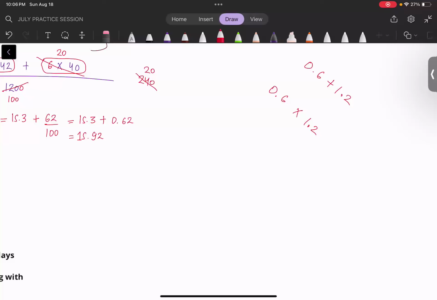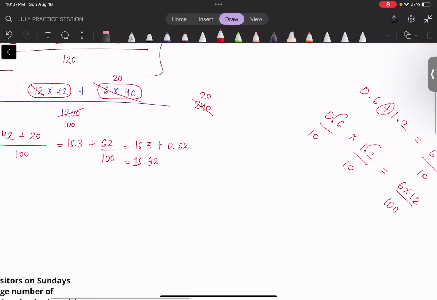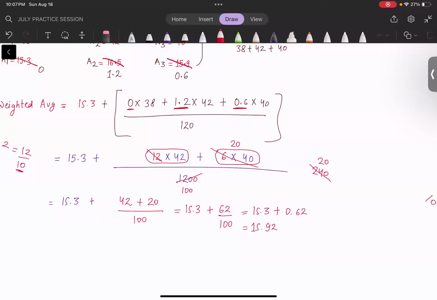If I take 0.6 plus 1.2, in that case, I will write (6 plus 12) by 10, because it is addition. If it is a product, then I will write 1/10 because of 0.6 and 1/10 because of 1.2, so this will be 6 into 12 by 100 if it is multiplication. So here, my dear, it is addition. So don't think 10 for 1.2 and 10 for 0.6, because between this part and this part there is addition.